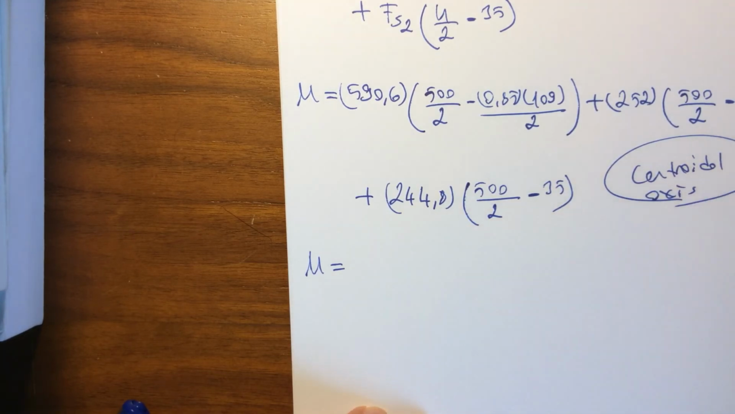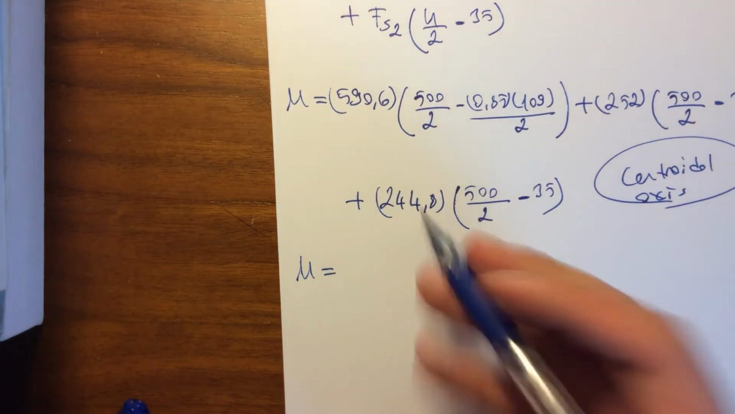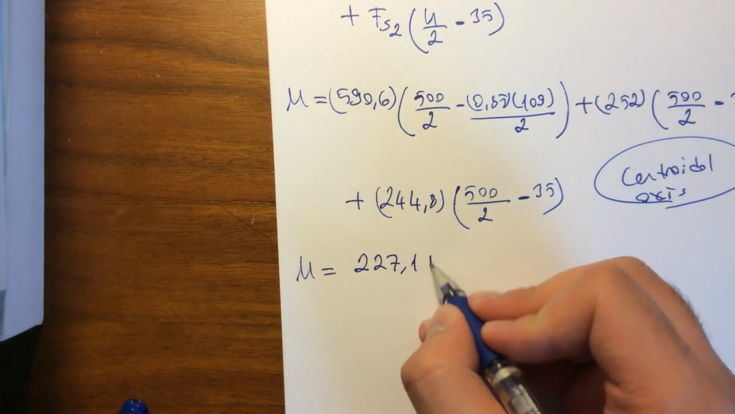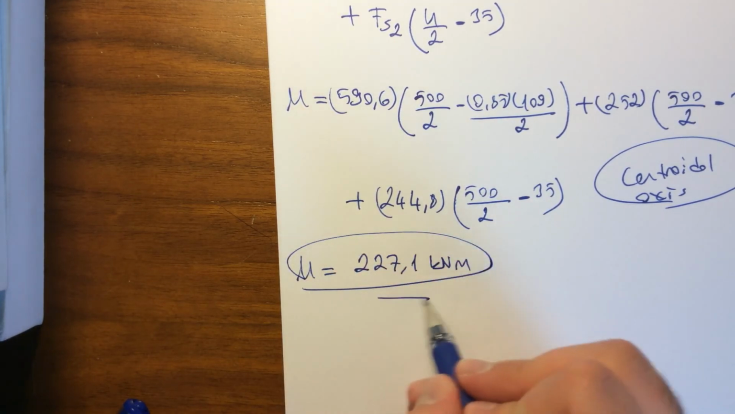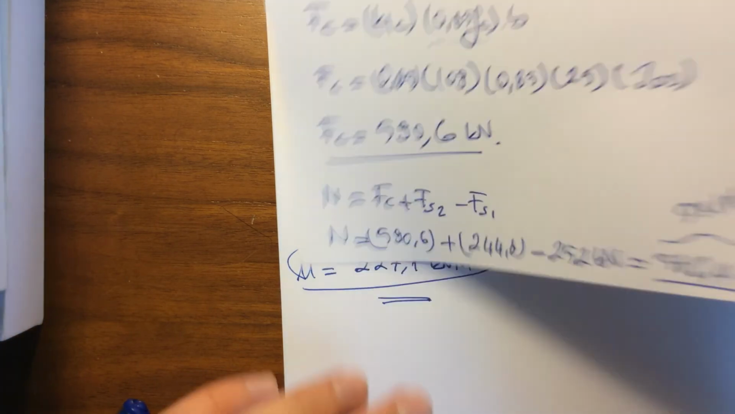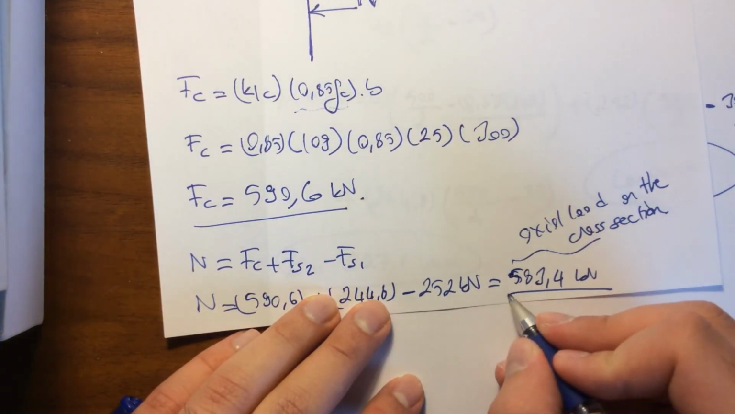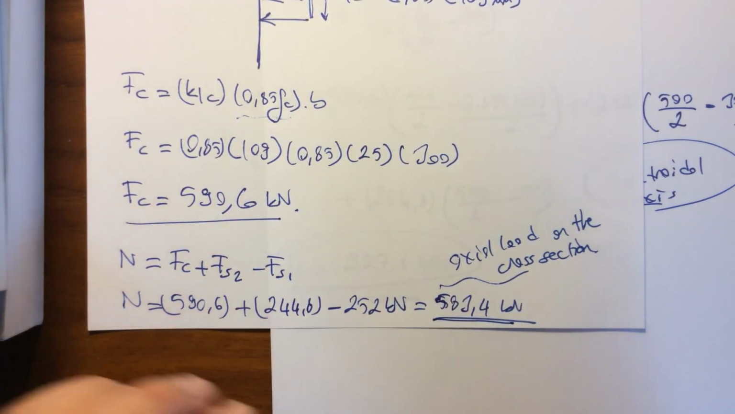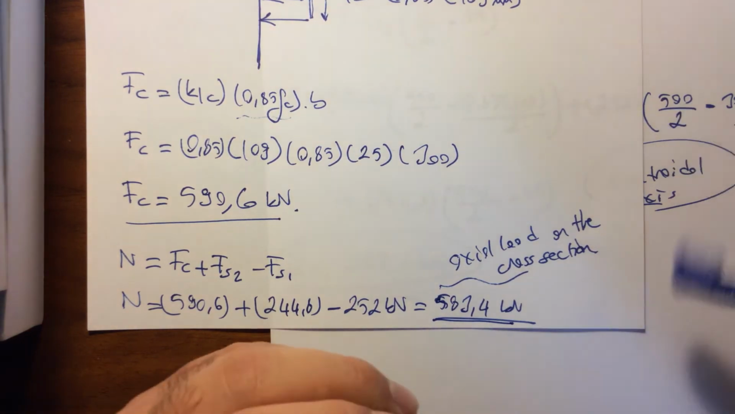So at the end, the moment that we get is 227.1 kilonewton meters. So this is the moment acting on the system, and this 583.4 kilonewtons is the axial load on the cross section. And those were all that we were asked in this question.